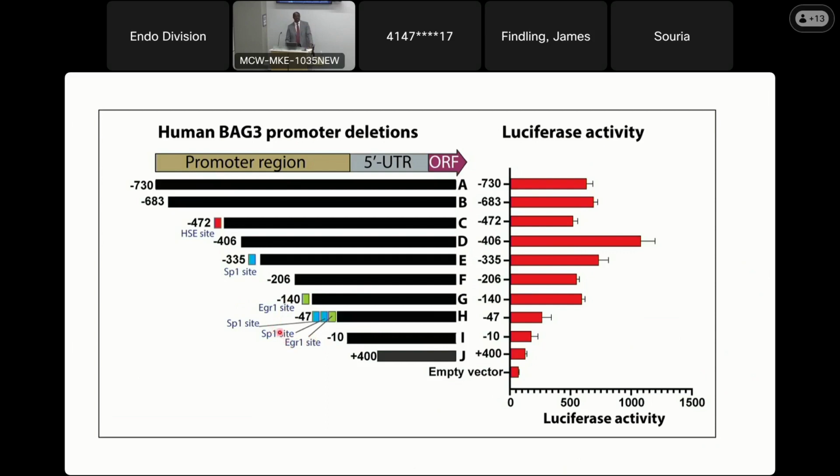And so one of those regions is right here. You can see a huge drop in activity here. And that's an area that has two SP1 sites and an EGR1 site. Interestingly, this area has a loss of the EGR1 site and did not have a major drop in activity, suggesting that this is most likely due to the loss of SP1 sites here.